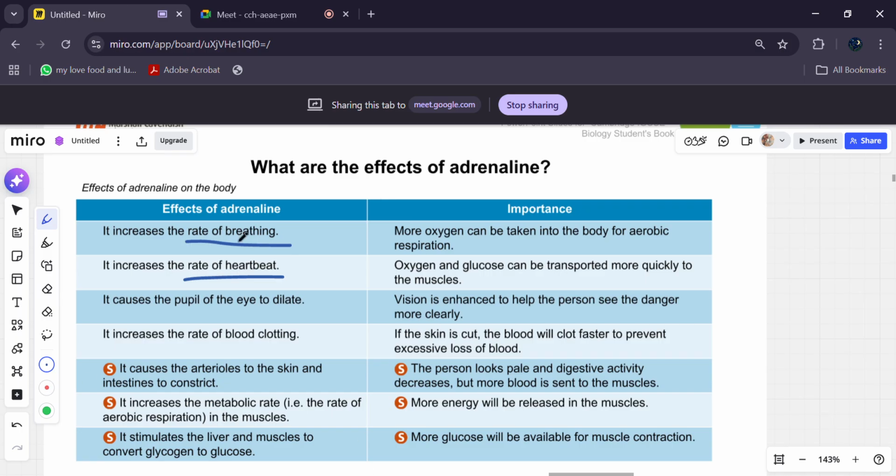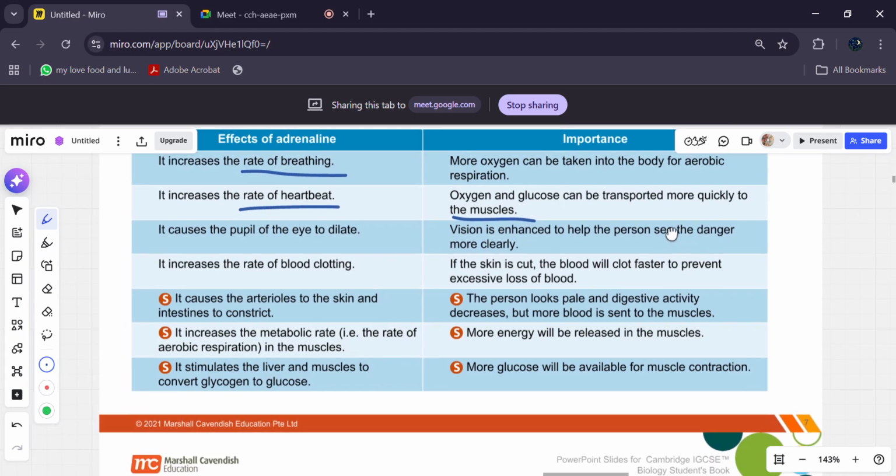So what is the importance of all these effects? Well, when the rate of breathing and the rate of heartbeat is increased, more oxygen can be taken in for the body for aerobic respiration, giving you the ability to run faster. Oxygen and glucose can be transported more quickly into the muscles, and vision is enhanced to help people see the danger more clearly. And for the increased rate of blood clotting, if the skin is cut, the blood will clot faster to prevent excess loss of blood, so you lose less blood.